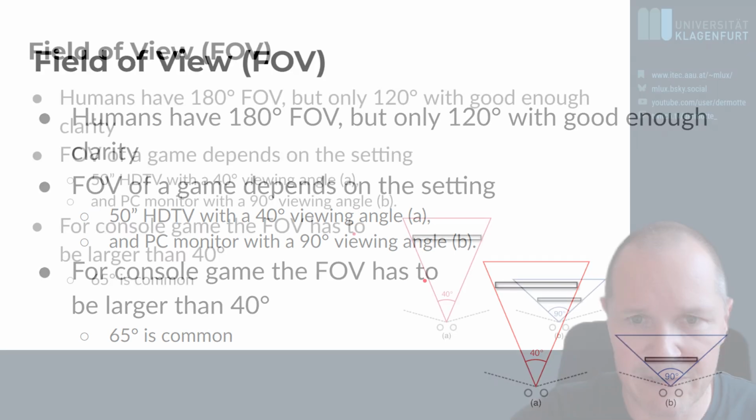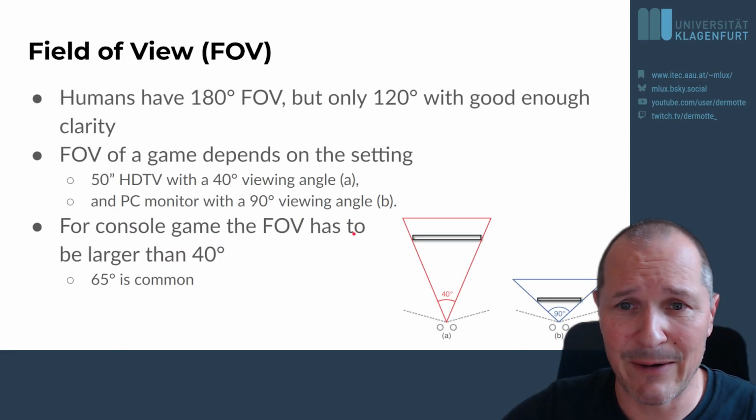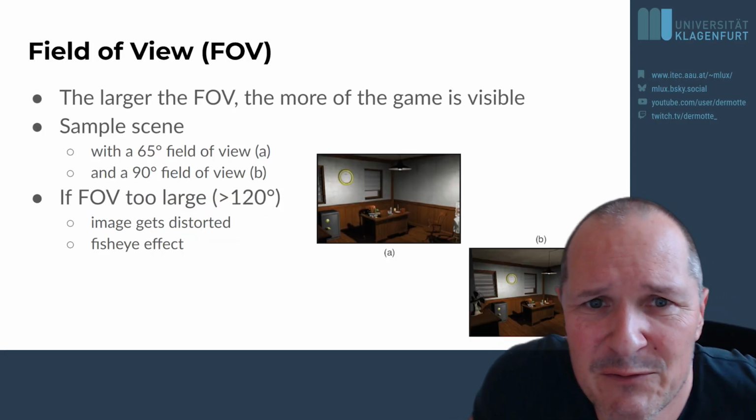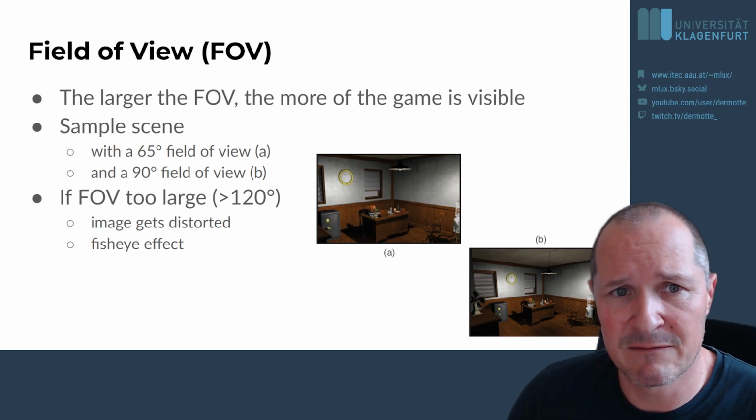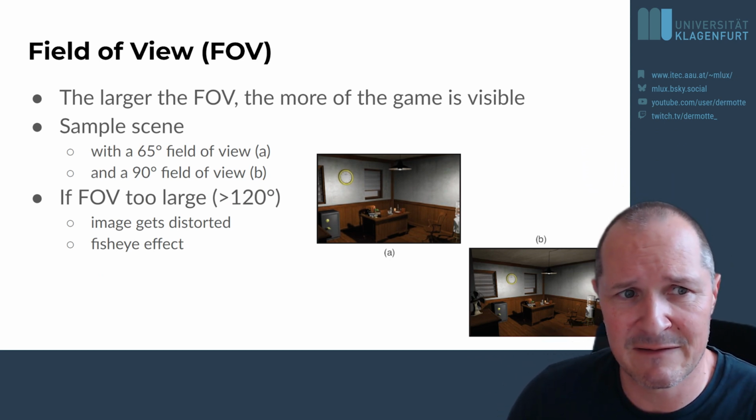Okay, now I know the buttons again. I can pop up again. So the larger the field of view, the more of the game is actually visible. We have here a sample scene. The view with 65 degrees is A.